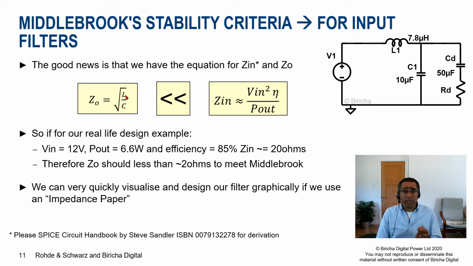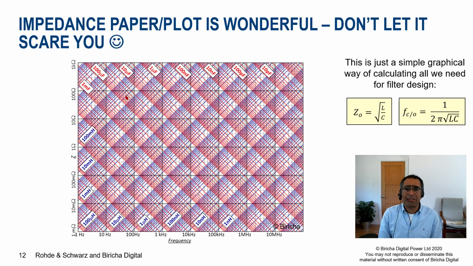Now we can very, very quickly visualize and design our filter graphically if we use an impedance paper. You've got many different equations, you've got many different constraints, and you cannot violate any of them. So the best way to do this is to draw it on a graph, draw all the lines, cross out the areas above your limits, and then you're just left with a tiny region of the graph, which is the L's and C's that you can use for your power supply that does not violate anything. That is done using an impedance paper.